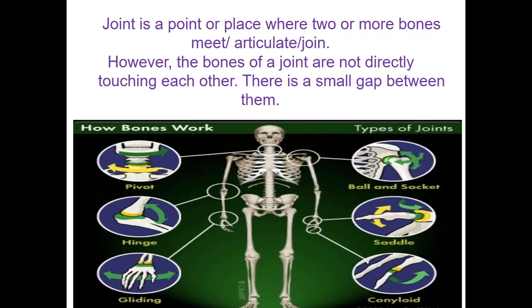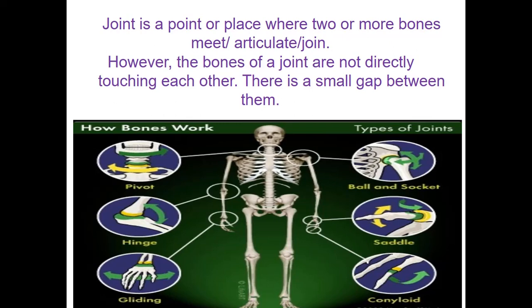Definition of joint. A joint is a point or place where two or more bones meet, or articulate, or join. However, the bones of a joint are not directly touching each other. There is a small gap between them. The image below shows some of these joints in our body.